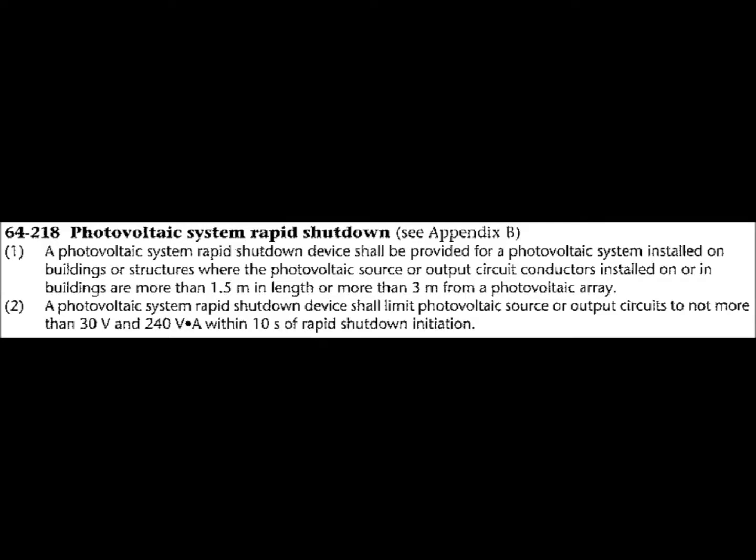Rule 64-218 pertains to rapid shutdown. A rapid shutdown device such as an e-stop shall be provided for a photovoltaic system installed on a building or structure where the photovoltaic source or output circuit conductor is installed on or in the building more than 1.5 meters in length or 3 meters from the array. This rapid shutdown device shall limit the source or output circuit to not more than 30 volts and 8 amps within 10 seconds of rapid shutdown initiation.